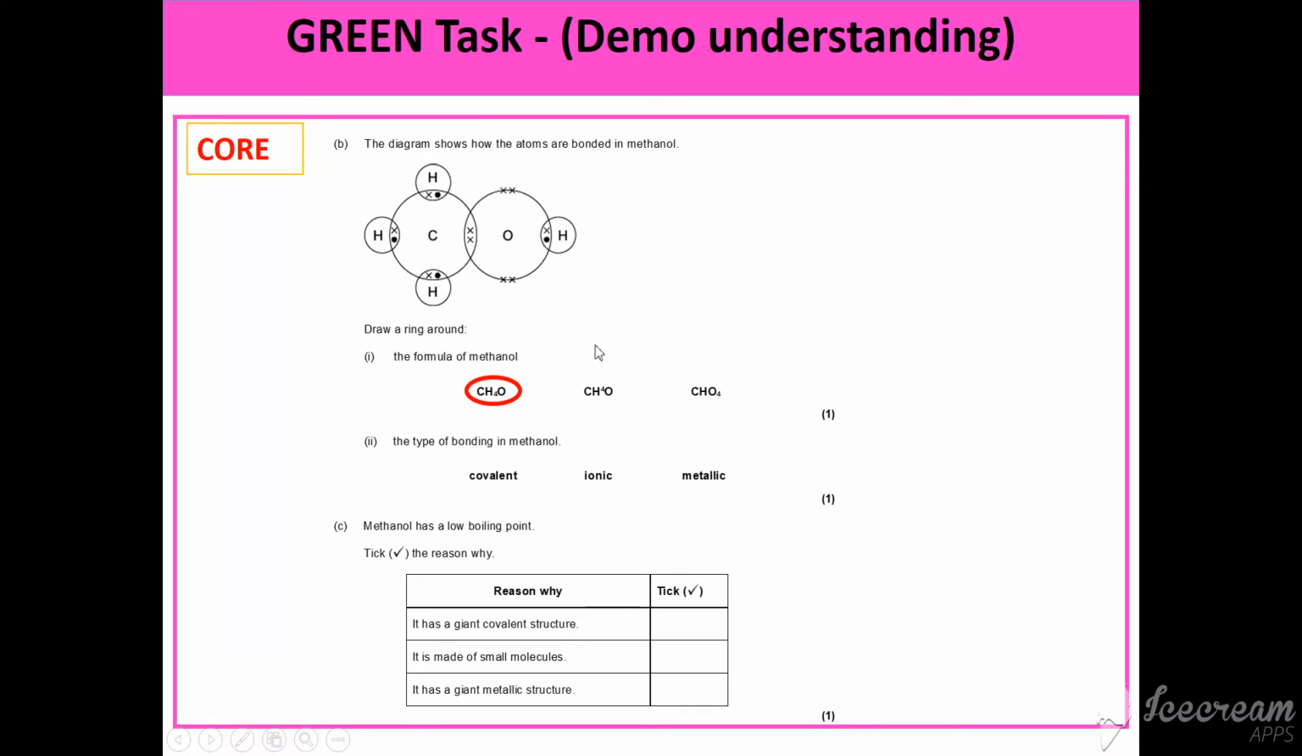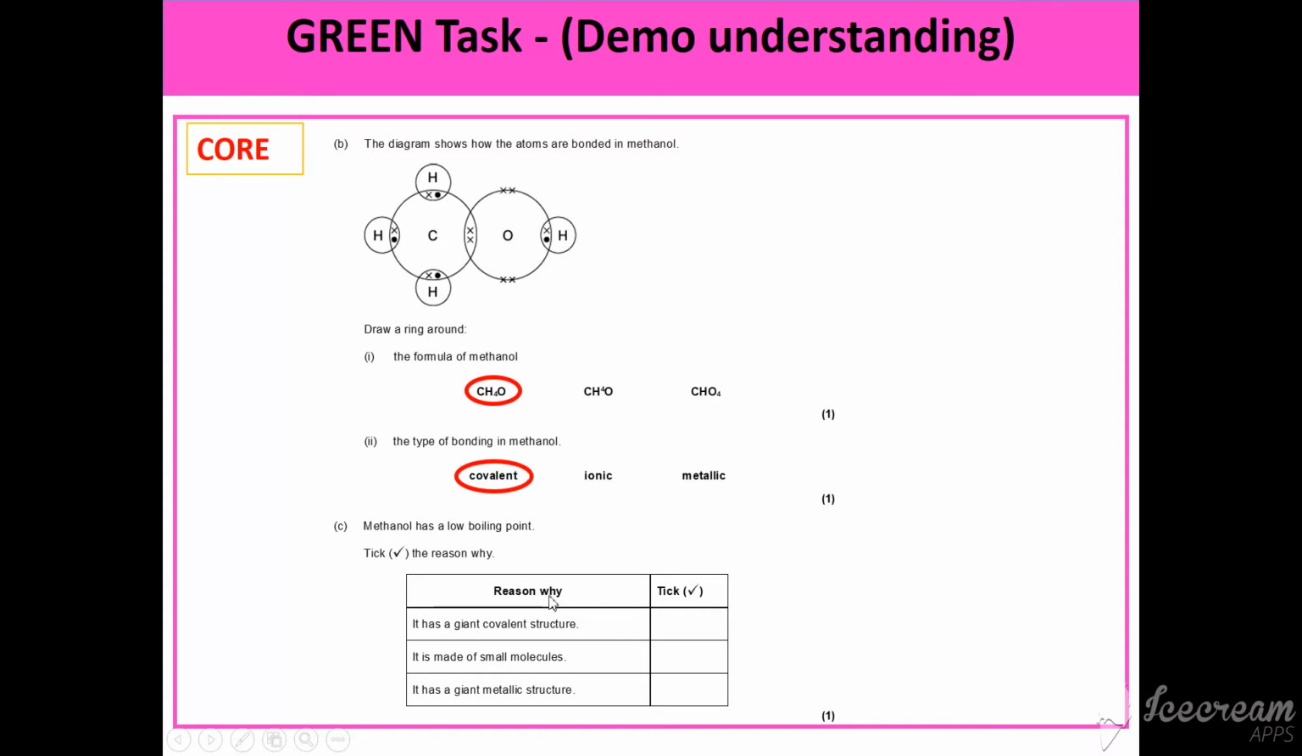What type of bonding is in methanol? Now, you should know from these series of lessons that it's going to be covalent, but if you didn't know, you go back here and you look at what type of elements these are. Carbon is a non-metal, hydrogen is a non-metal, oxygen is a non-metal. They're all non-metals, it has to be covalent.